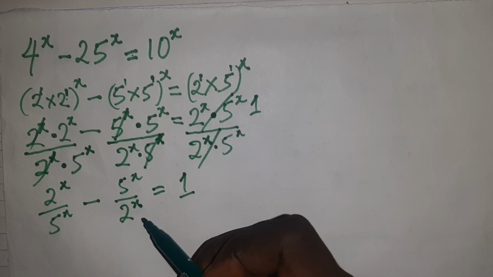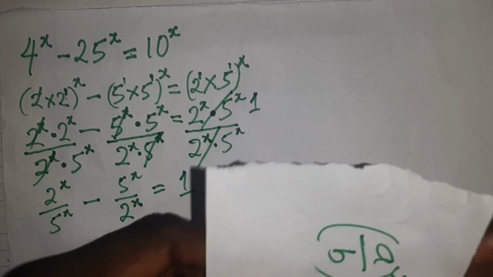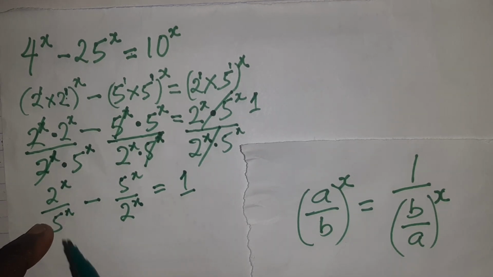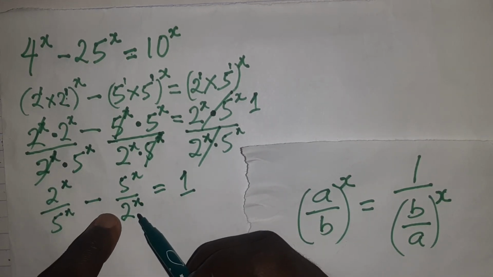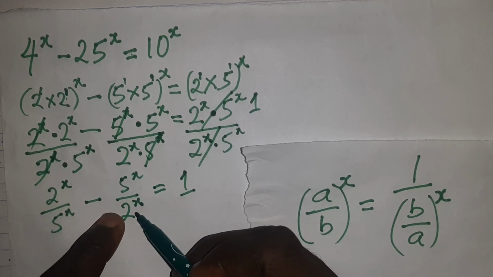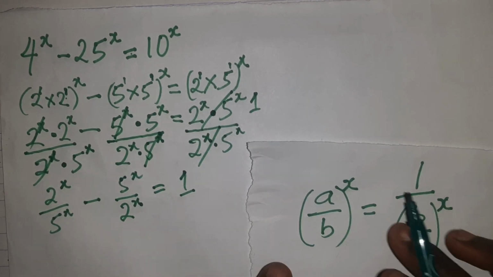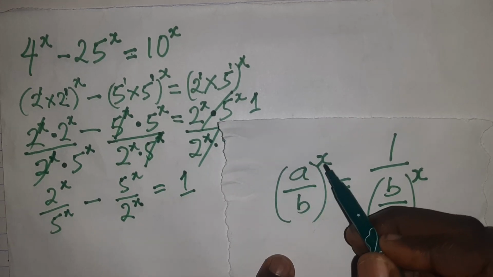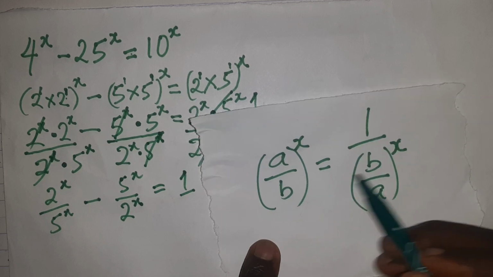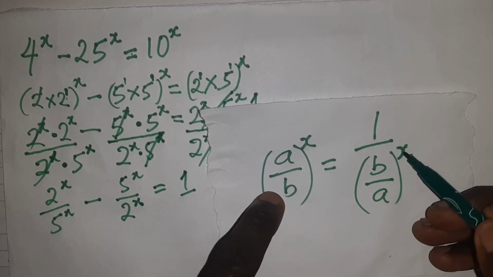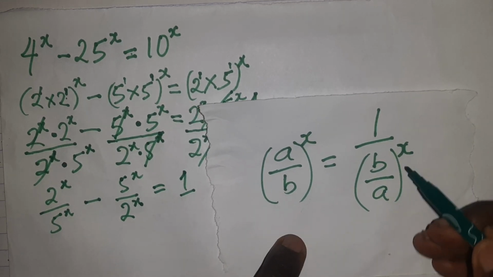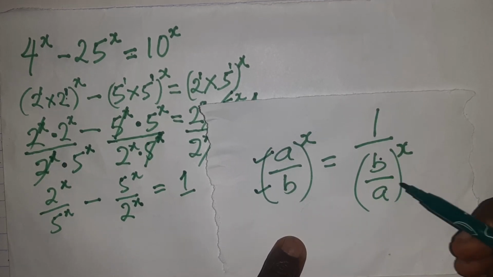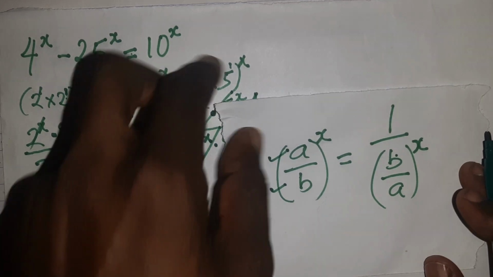So if you want to manipulate this, we can follow this rule here. Because this is 2 raised to x over 5 raised to x, and this is 5 raised to x over 2 raised to x. For this to look like this, it has to be 2 raised to x over 5 raised to x. So I'm going to follow this law here. If you have a over b all to the power of x, it can also be the same thing as 1 over b over a all to the power of x. Notice that the a and the b have swapped positions here. So that's what I'm going to do here.